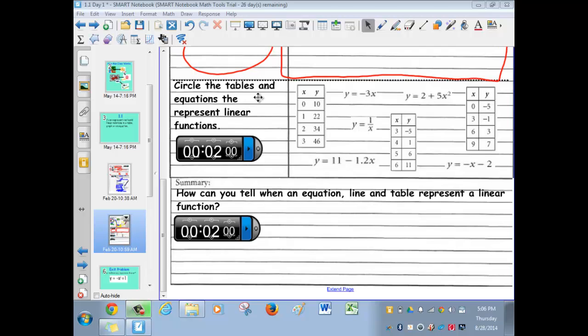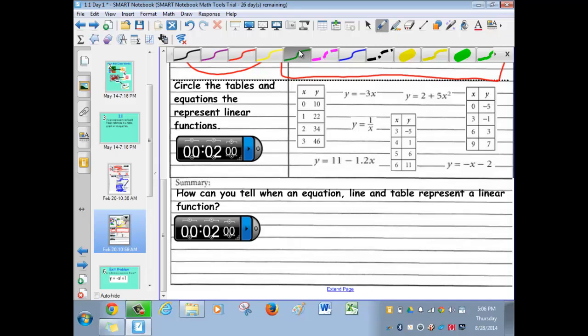Okay, so now what I want you to do, before you watch this, just pause it for a second. I want you to circle the tables and equations that represent linear functions right here, okay? So, pause me. Okay, are you done pausing me? Really? Did you pause? I don't know if you did.